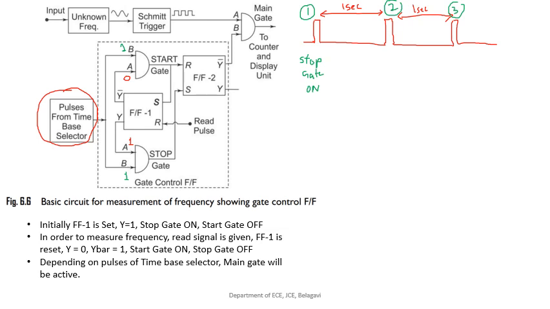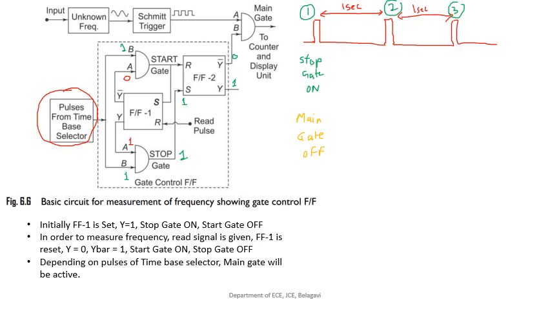For this input what happens? This will become 1, then this one is given here, and because of that what happens? You'll get a 1 here at Y and get a 0 here at Y bar. And this Y bar which has become 0, the same signal is given to the main gate, and your main gate becomes off, or inactive, you can see. So your main gate which is there, main gate is off.